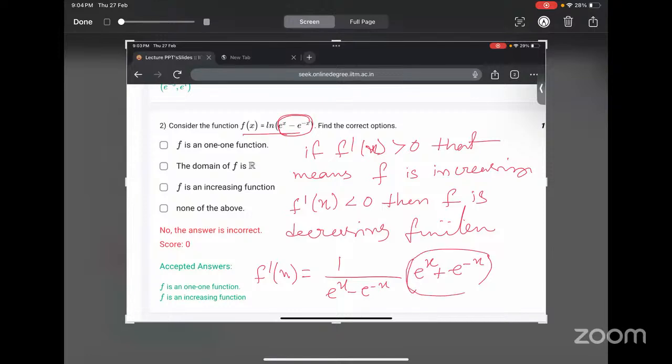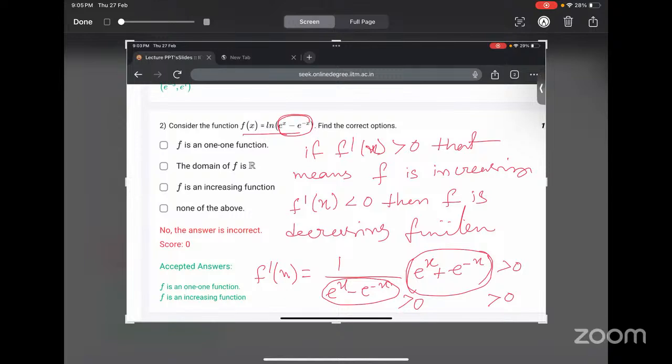So this quantity is always positive, right? Yes, ma'am. And this quantity is also always positive because e power x is obviously greater than e power minus x. So we are subtracting a smaller number from a larger number, so this is also positive. So both are positive. That means the total f dash x will be a positive quantity. That means our function will be an increasing function. Okay, ma'am. Ma'am, can you scroll down to the last question?